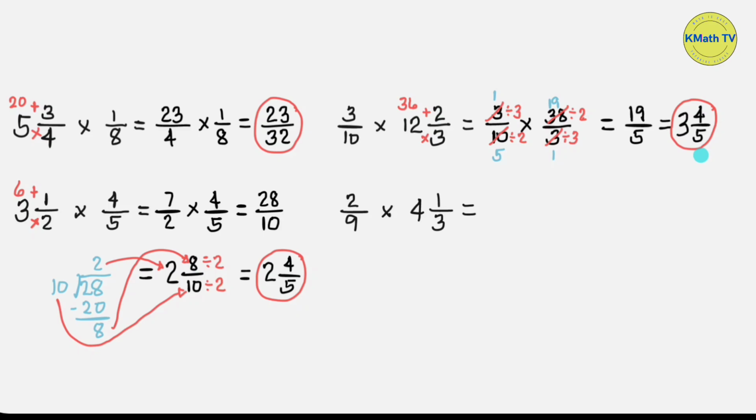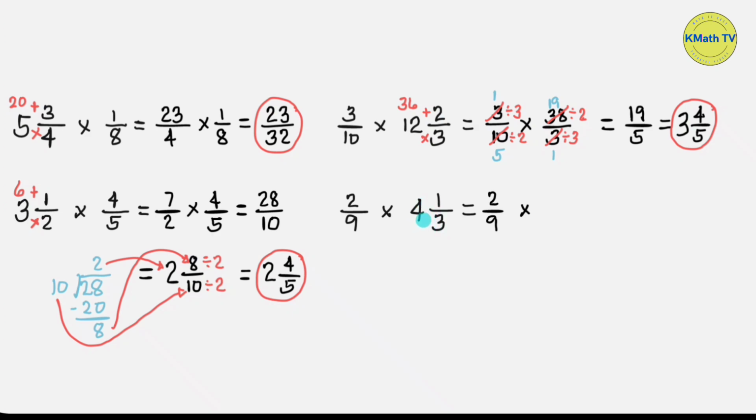Okay, now let's solve the last example. 2/9 times 4 1/3. First, let's write the mixed number as an improper fraction. Copy the first fraction, 2/9. And change the mixed number 4 1/3 to an improper fraction.